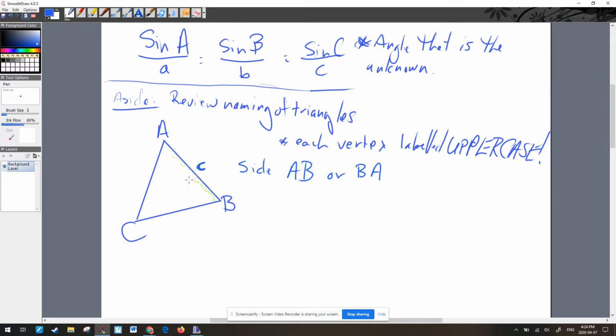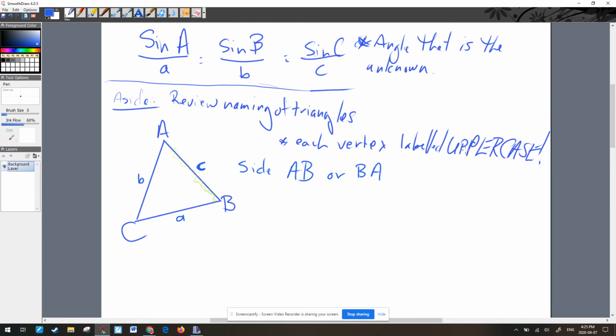And so how it works is it is the lowercase letter of the opposite vertex, right? So this is uppercase C, this is lowercase c. This is uppercase A, so this side down here would be lowercase a. This is uppercase B, so this side over here would be lowercase b.